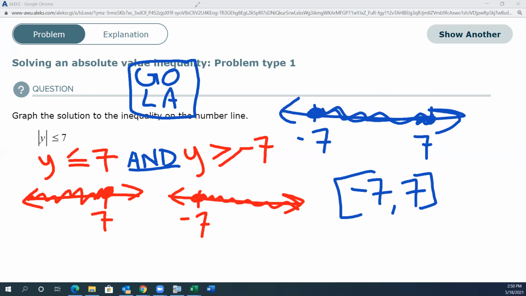You can do this also on the calculator on the graph to help you out, but this kind of problem is not that tough. I'll do that here in a moment when we get a tougher one.